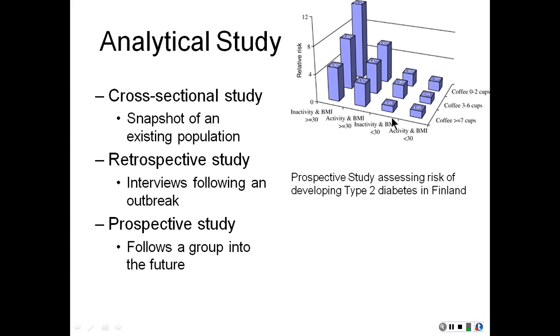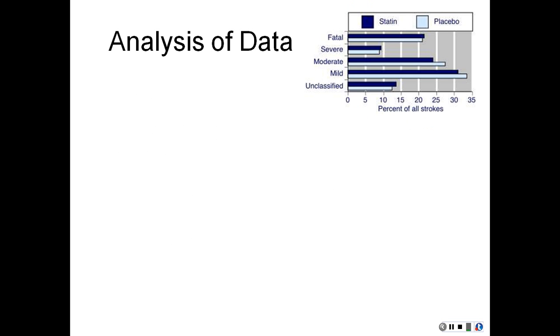I'm sorry, I'm not laughing about diabetes. I'm laughing because this is good news for all you coffee drinkers. Whereas if you drink more coffee, you're active, and you have a low BMI, you're at least risk for developing diabetes, and then there's everything in between. But this data was gathered by taking a population of people, tracking their behavior and their BMI over time, following them into the future and seeing who developed type 2 diabetes as time went on. That's how they gathered this data.